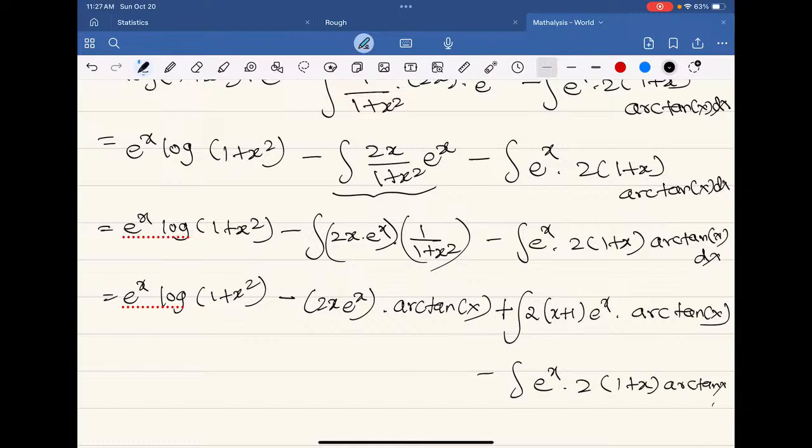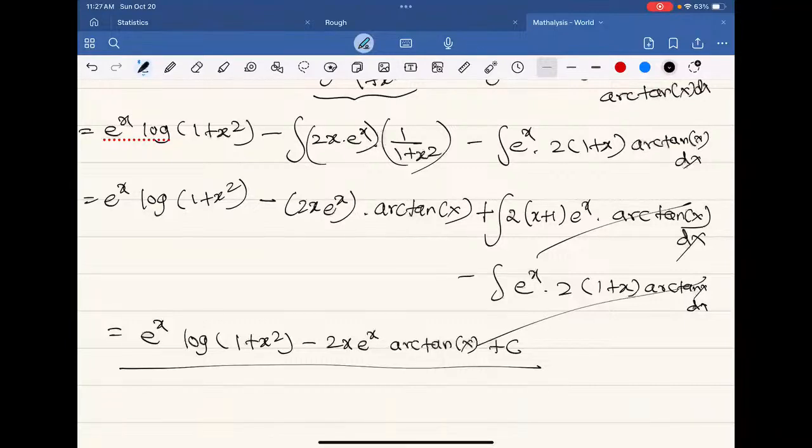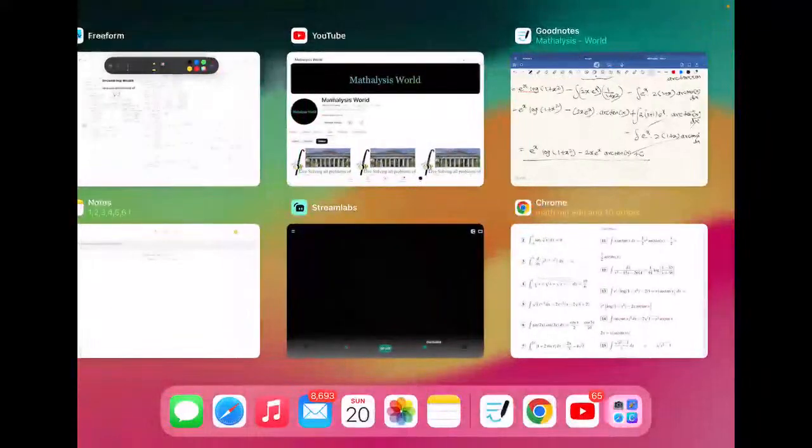So see, our thought process was exactly right. And now this does cancel out, and we have e to the power x log of 1 plus x square minus 2x e to the power x arctan x plus c, and this is the answer, right? Guys, I think this was a good one, it was kind of a nice idea. Let's check the answer. The answer is e to the power x, and then in the bracket there's log 1 plus x square minus 2x arctan x. So that's the answer.